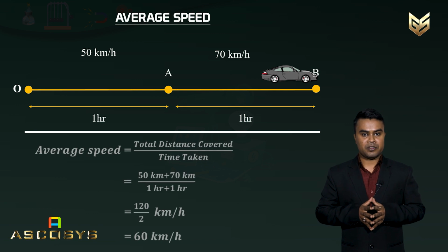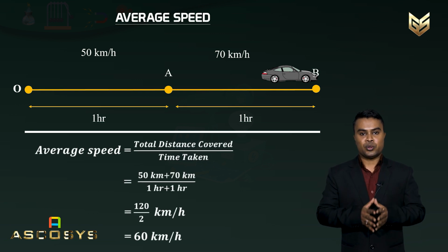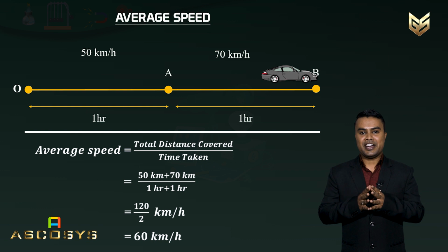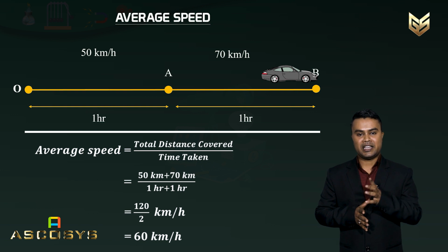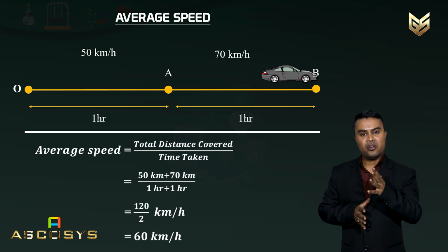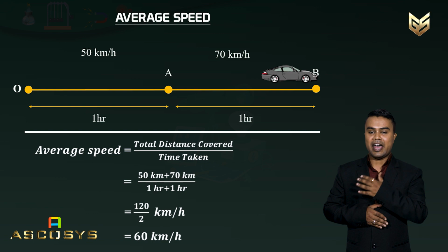How are you going to do it? We will apply the formula again: total distance covered divided by total time taken. So what is the total distance? 50 plus 70, divided by the total time taken, which is 1 plus 1, that is 2 hours. So that is how you can calculate the average speed.